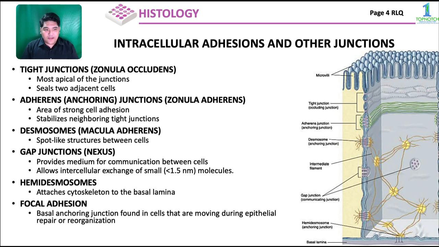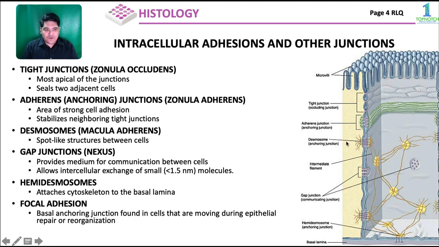Okay. Now, pag-usapan natin yung mga intercellular adhesions and other junctions. Yung parang mga rivet tsaka pandikit ng cell. Paano ba sila nagdidikit-dikit? So, we have here tight junctions or your zonula occludens. Okay? So, they are the most apical of all the junctions and they seal two adjacent cells. Then, we have your adherens or anchoring junction. Other term yan ay zonula adherens, area of a strong cell adhesion and stabilizes neighboring tight junctions.